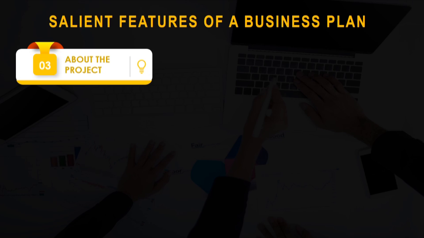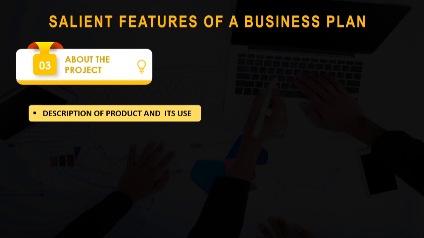Third is about the project. In this, the description of the product and its use. Here we can give the specifications, the range of sizes, statutory standards regarding that product. Then the application of the product, whether it is a commercial product or an industrial product. So, you have to clarify everything over there.